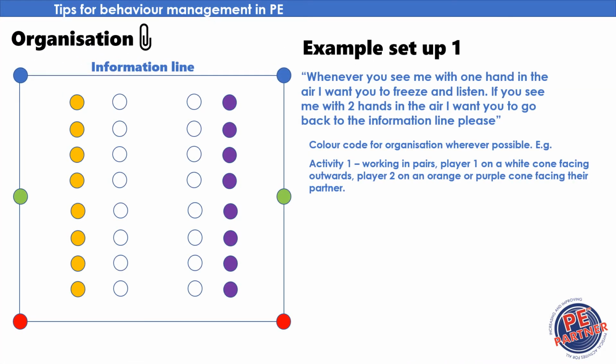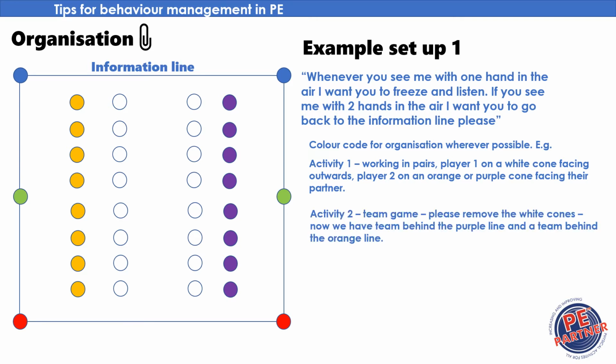Back onto the colour coding side of things, we want to give you a couple of examples of how that can help. So here's an example session. What we're going to do is, we've got our information line, which is telling the children to stand between the blue cones. And our activity is we're going to work in pairs. So we're saying to the children, player 1 on a white cone facing outwards, and player 2 goes on an orange or purple cone facing their partner.